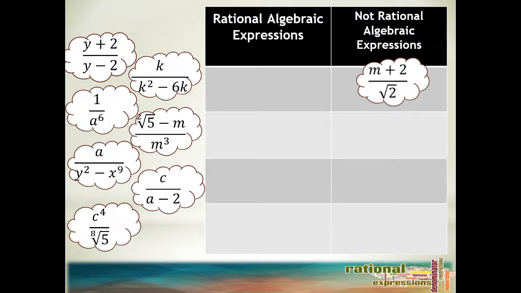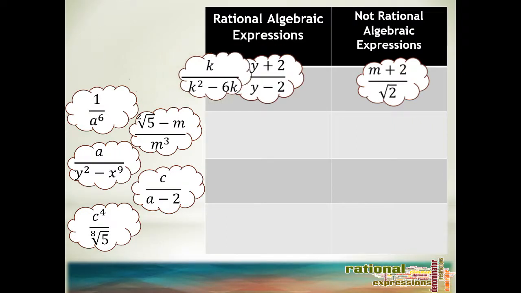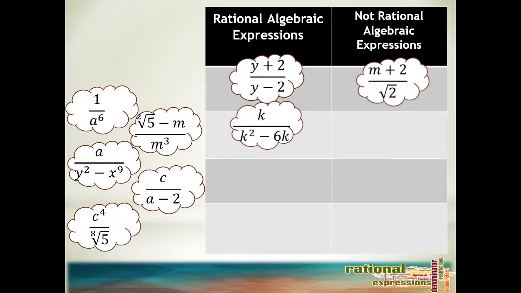And since from the previous definition, rational numbers are in the form of a over b, where a and b are integers. Correct. Next, y plus 2 over y minus 2 is what? A rational algebraic expression. Next, k over k squared minus 6k is a rational algebraic expression.